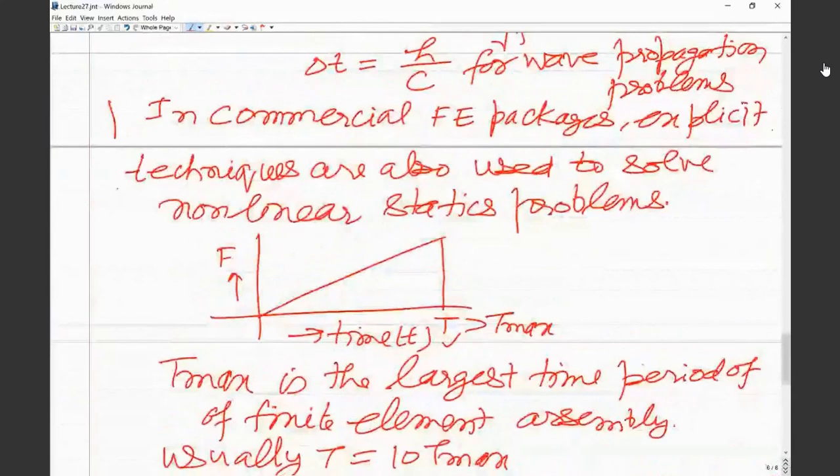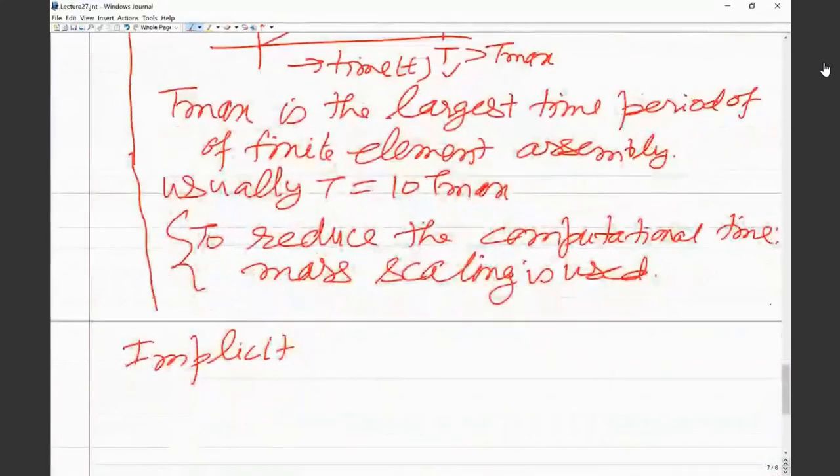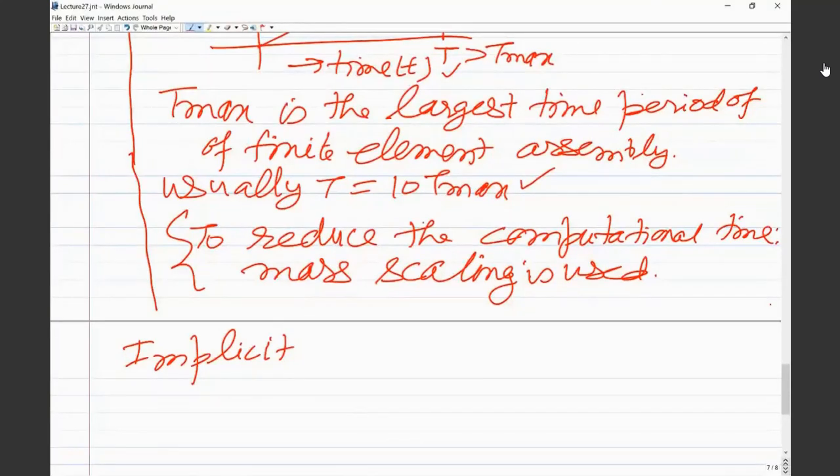No, from this onward, this is applicable to statics problem. So we want to use the explicit technique for solving the statics problem. For that, because you have to apply the load over T max, 10 times of T max, the time interval is quite large, and delta T has to be small, because it has to be less than or equal to delta T critical. So the number of steps would be large.